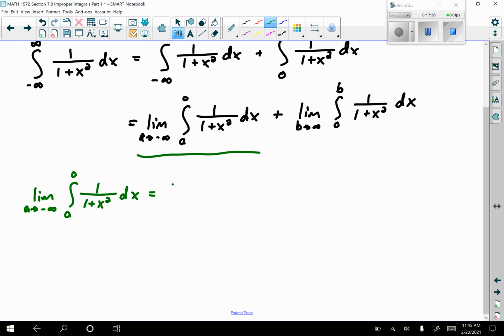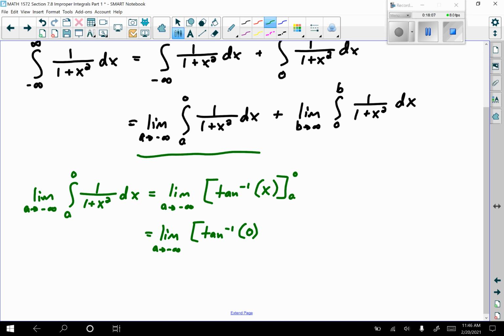So the antiderivative of 1 over 1 plus x squared, hopefully you guys are recognizing it, it's actually an inverse trig function. And it's inverse tangent. So we could write arctangent, or we could just write tangent inverse of x from a to 0 here. So we're going to have the inverse tangent of 0 minus the inverse tangent of a.